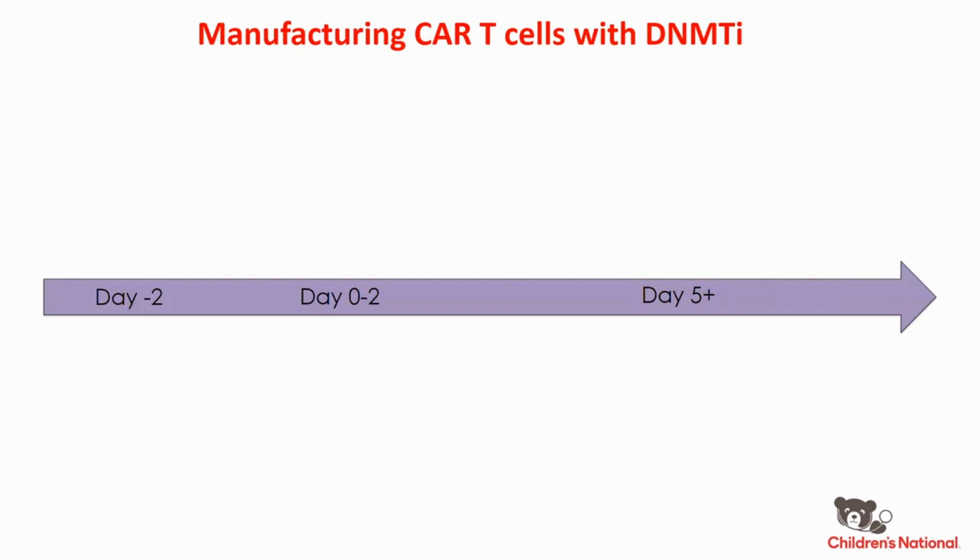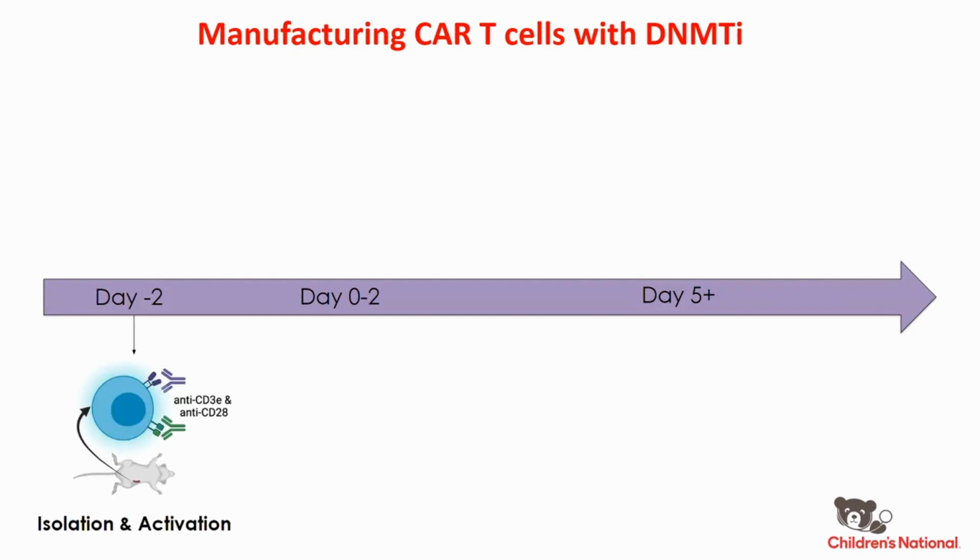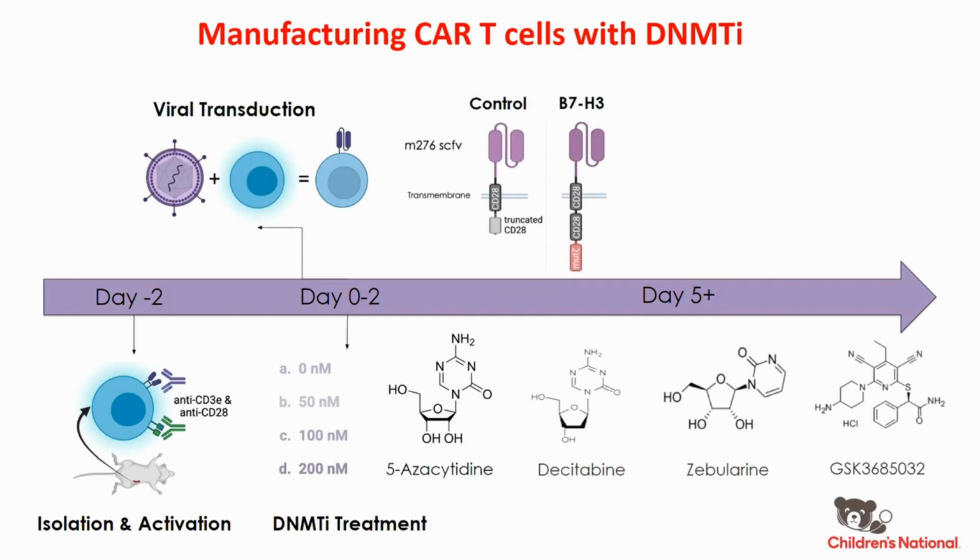So this workup to make these DNMTI treated CAR T cells starts with the isolation and activation of murine CAR T cells, as we are starting this work in vitro in a murine model. And then from there, we do the retroviral transduction of our CAR. We'll be using a B7H3 CAR, which has been profiled on pediatric brain tumors. And we also have our control CAR as well.